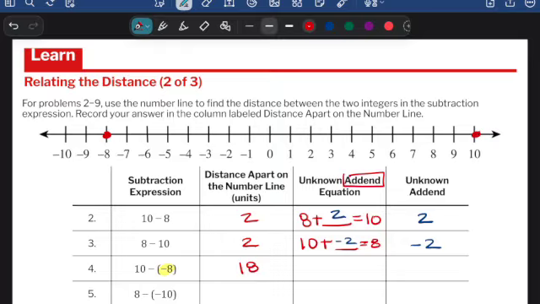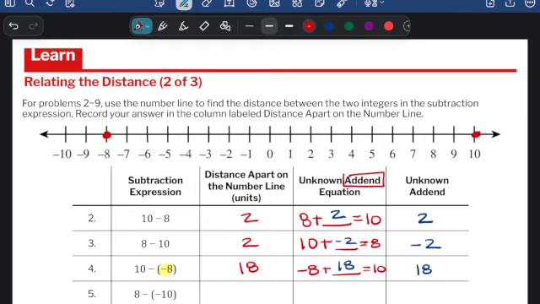Now let's write our equation, our unknown addend equation. We start with the end number. The end number is negative 8. What do we add to negative 8 to get to 10? What is our unknown addend? Well, to get all the way up to positive 10, we have to add 18. We're going to the right.